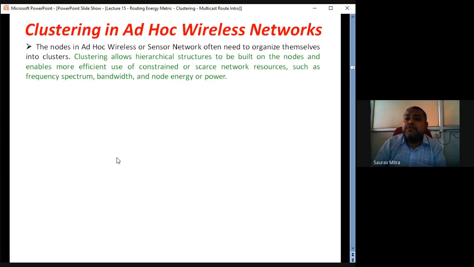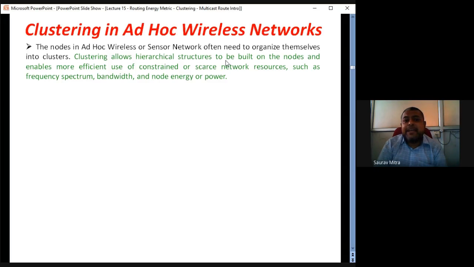The same type of few nodes are put together in a single cluster, and one cluster head, or class monitor, is formed that keeps track of all the other nodes within that cluster. So the nodes in an ad-hoc wireless network or sensor network need to organize themselves into clusters. A few nodes together make a group. So clustering is nothing but grouping.